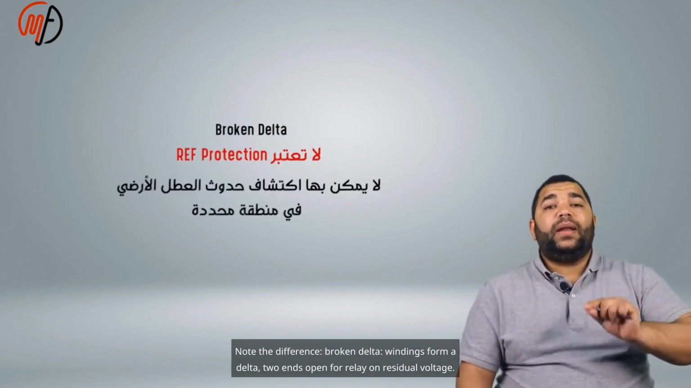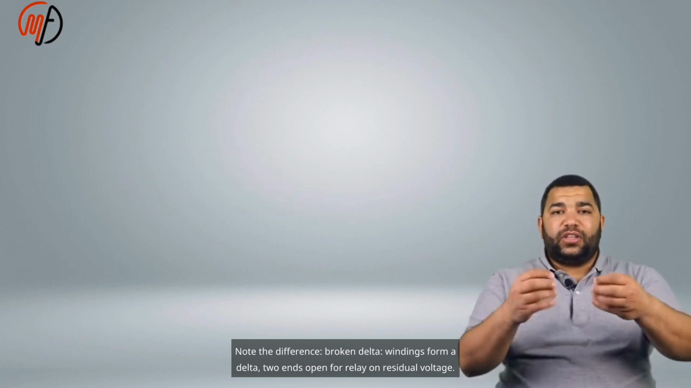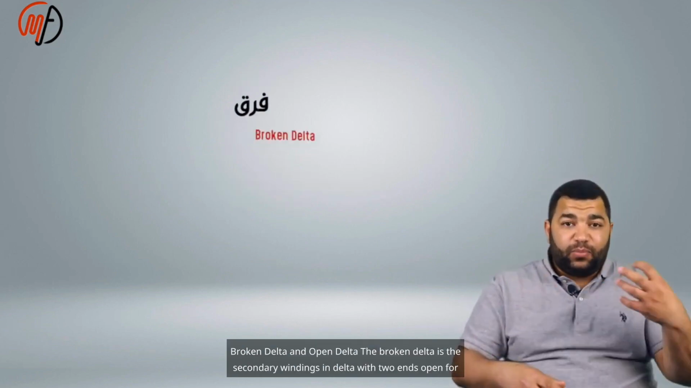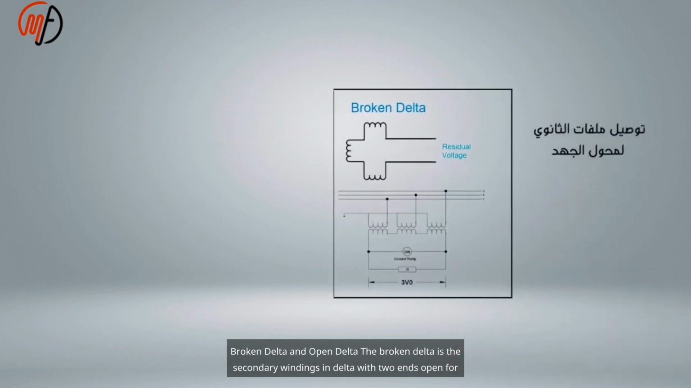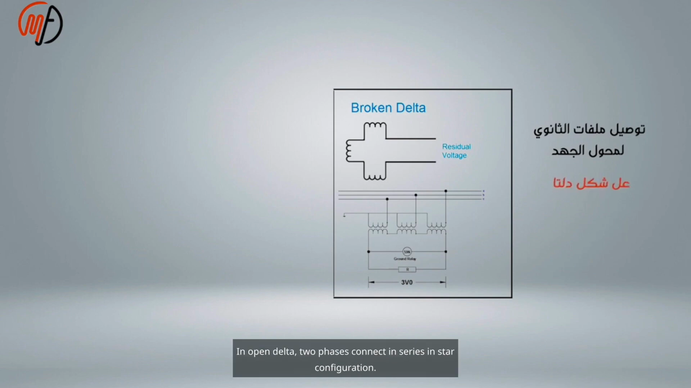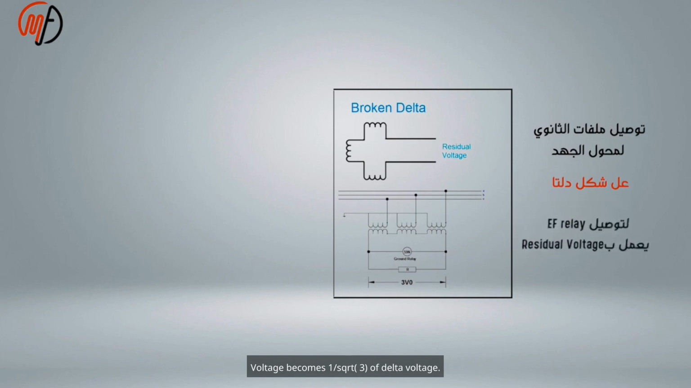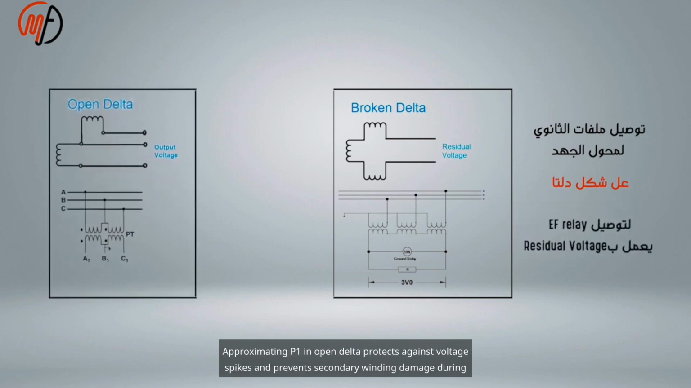Note the difference: in the broken delta, the secondary windings form a delta with two ends open for a relay on residual voltage. In the open delta, two phases connect in series. In star configuration, the voltage becomes 1 over SQRT3 of the delta voltage. Thus, open delta provides 57.7% of the traditional transformer capacity.